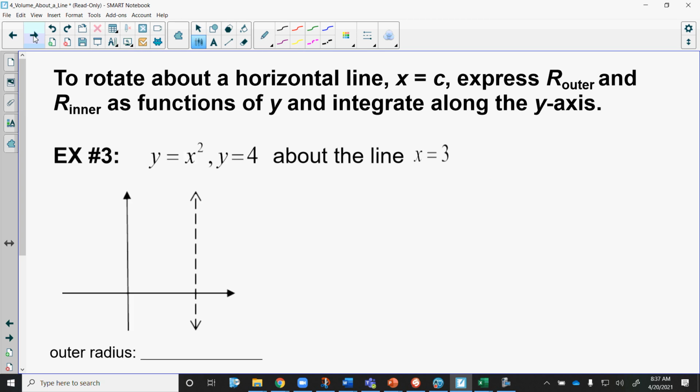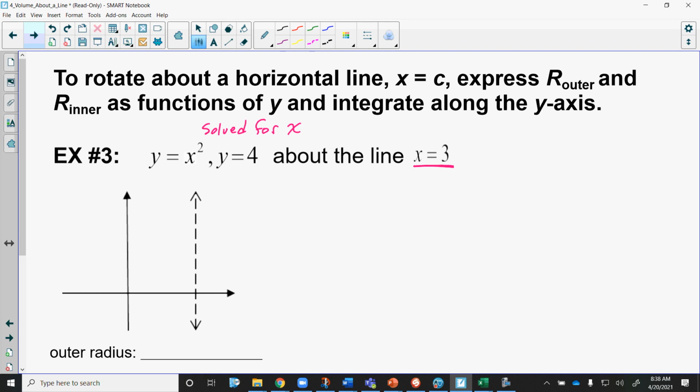So now let's take a look at a couple of examples where we're going to have things done in terms of y, where we're going to be rotating something vertically. So that's what we're going to be doing here. We have two functions that we're going to be revolving, but in this case, because we're revolving it around the line x is equal to 3, we want to take our expressions, and we want to have these solved in terms of x.